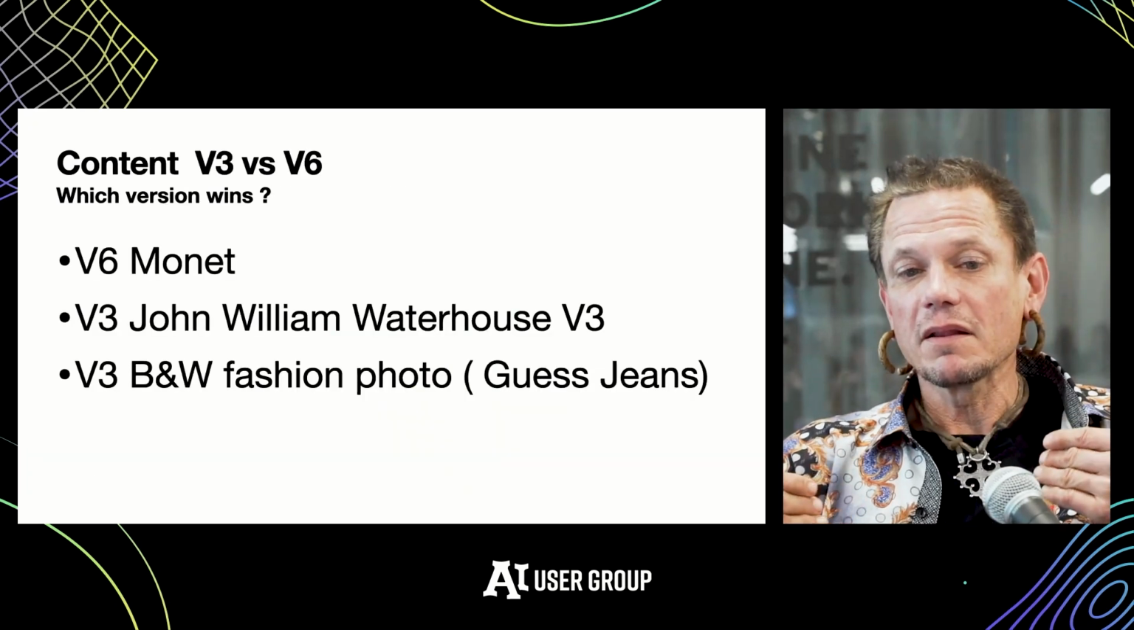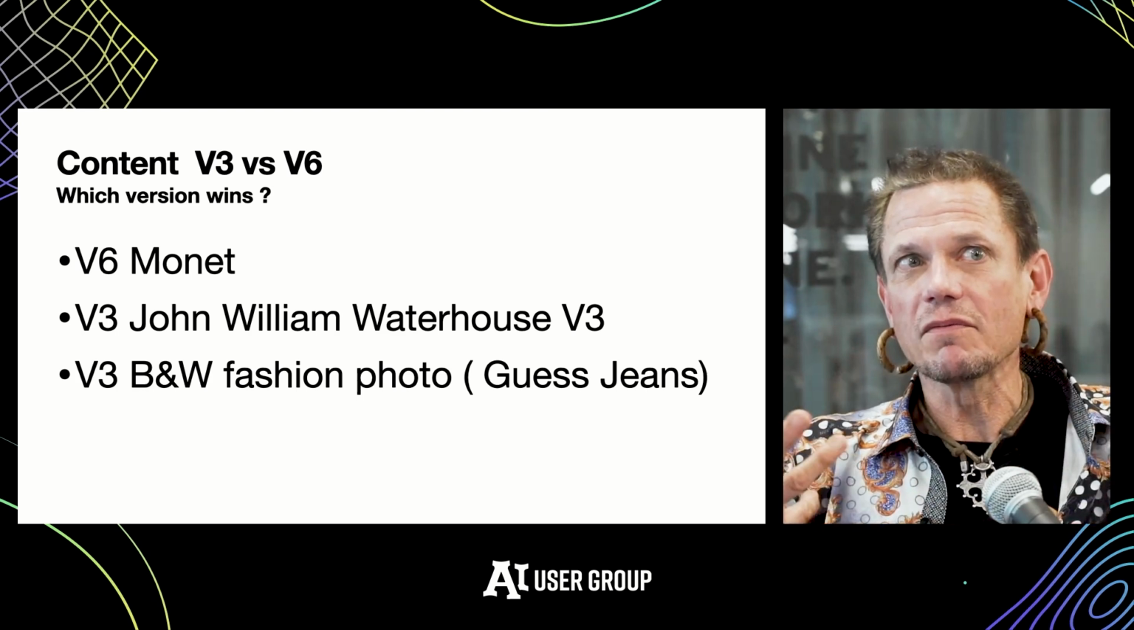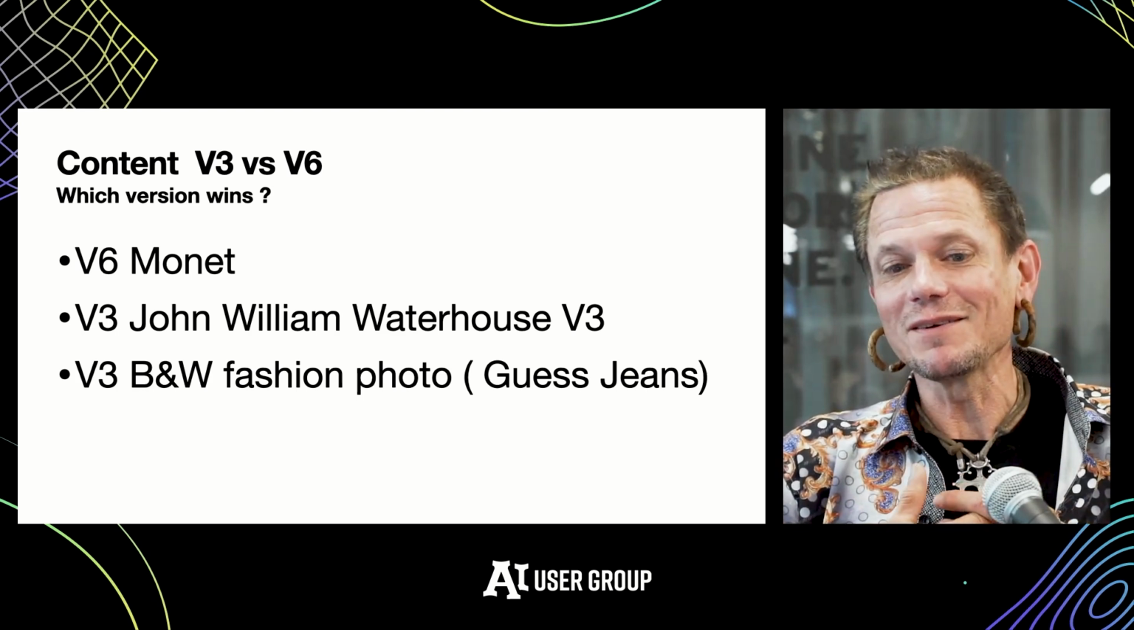So, the content of this presentation: I'm going to go over Monet. I love painting, and I love using AI to try to create painting. I dislike the sort of plasticky default look of AI. I love creating swaths of paint and making it look thick and textured. So version 6 of Midjourney does amazing with Monet. So I'll give some examples of that.